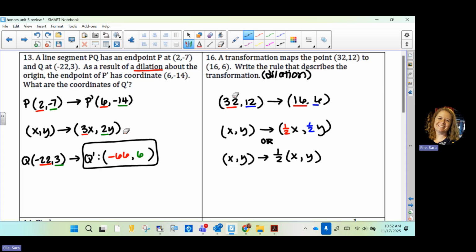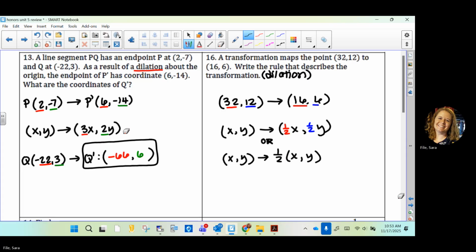Okay. But this point is dilated to become this point. So we have to figure out the rule that was used. Okay. So you could write, and this one happens to be consistent for the X and the Y, both of them are just cut in half. So the K, the scale factor is 1/2. You could write it inside with the X and the Y, or you could write it outside here like this.